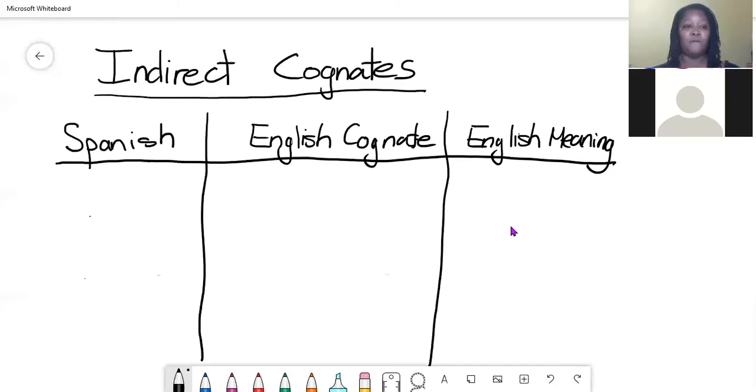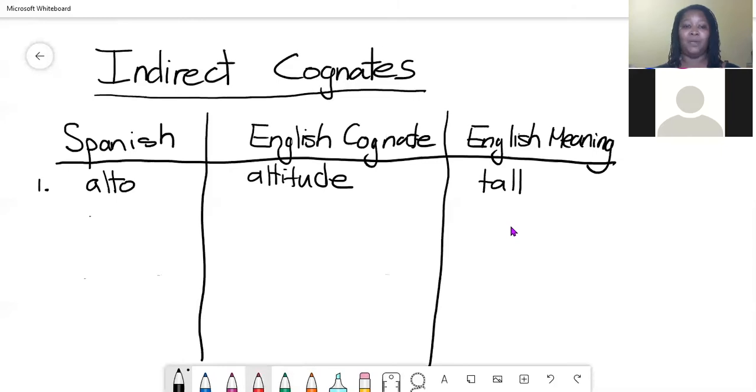So our first Spanish word is the word alto. Now, alto in English means tall. But what is the connection between alto in Spanish and tall in English? Which English word connects tall to alto and alto to tall? And that word is altitude.